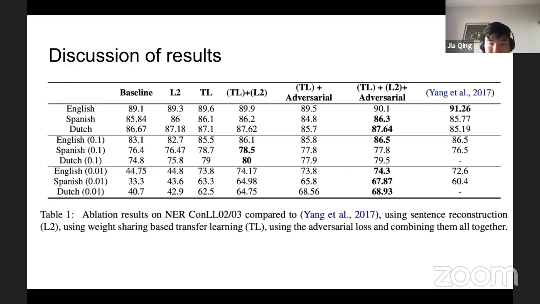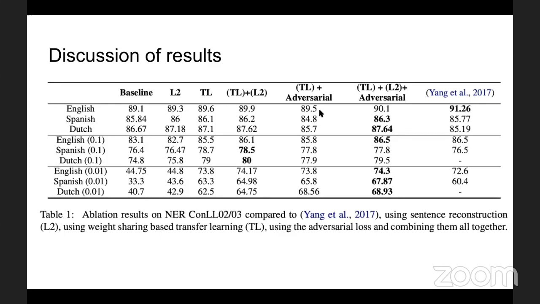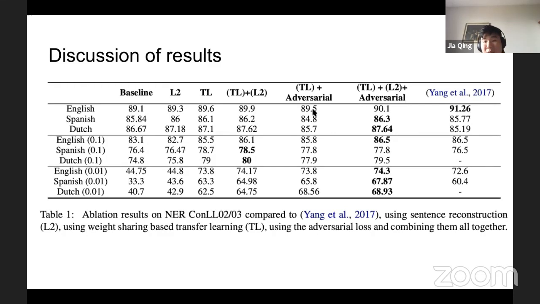So we look at the results. What was interesting to me, and also pointed out by the paper, was the marginal difference between when you have the adversarial loss included and when it was just the normal weight sharing transfer learning with the sentence reconstruction loss. If you compare this column over here and this column, there are quite marginal differences. That was interesting, and perhaps a question for discussion about why adding the adversarial loss didn't make that much of a difference in performance.